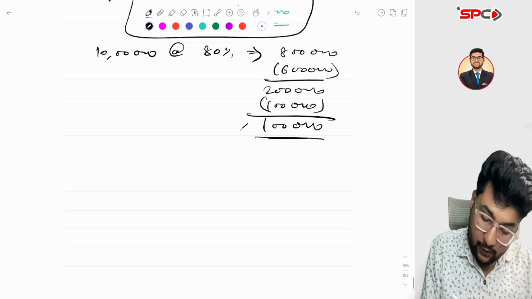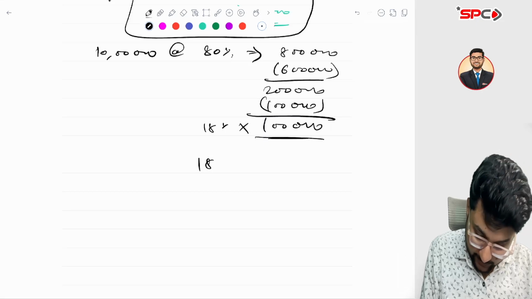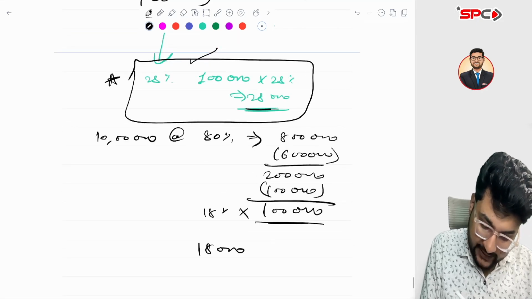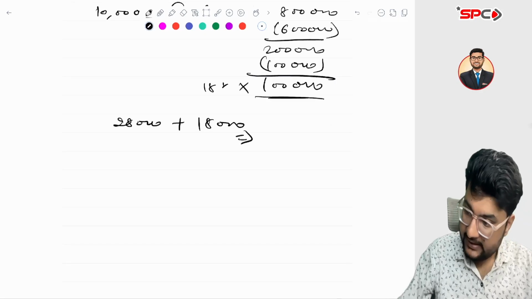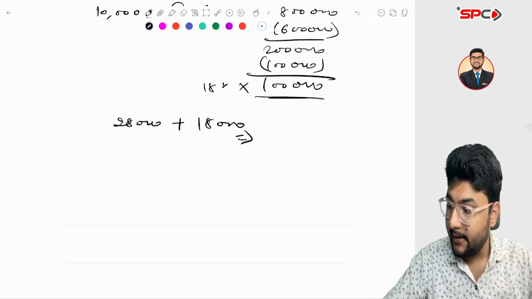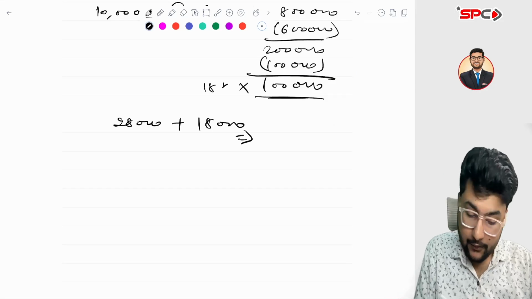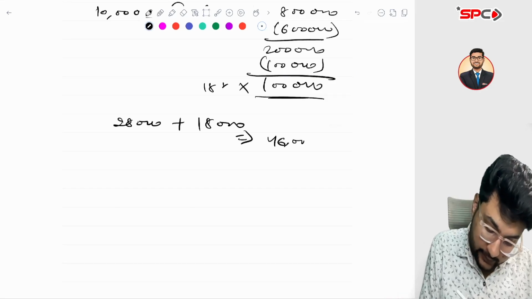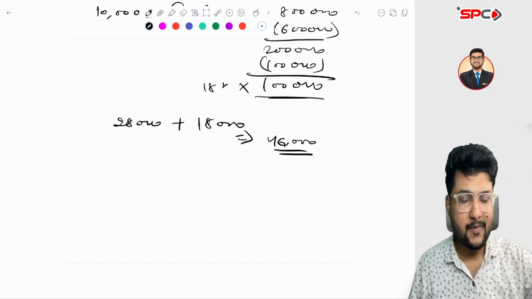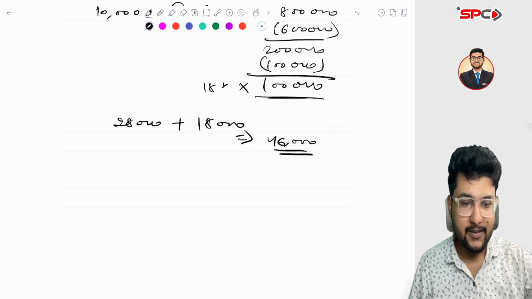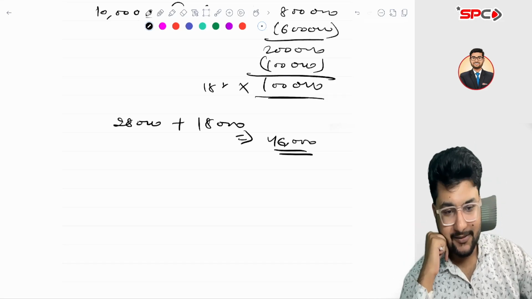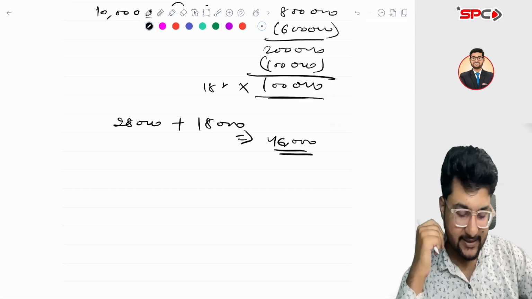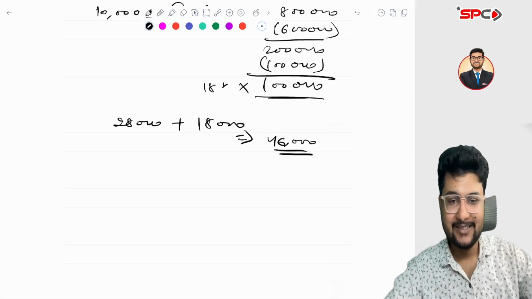So in the remaining 1 lakh you have to pay 18%, which is 18,000. Earlier you paid 28,000, now you are paying 18,000. 28 plus 18, how much is it? It is around 46,000. Was it clear to you or not? Please let me know. Yes, sir, it is 100% clear to us.